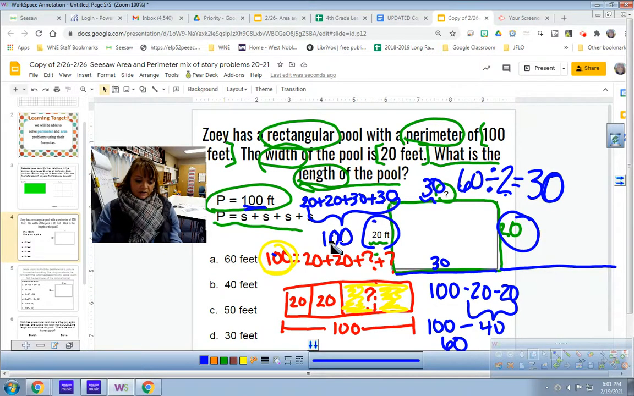And look, it is a choice. I'm super glad that I was thinking about how I had to divide what I had left over by 2, because this problem would try to trick me and make me think that the length was 60. I had to remember about dividing it by 2. Here is 30. And that's all there is to that.